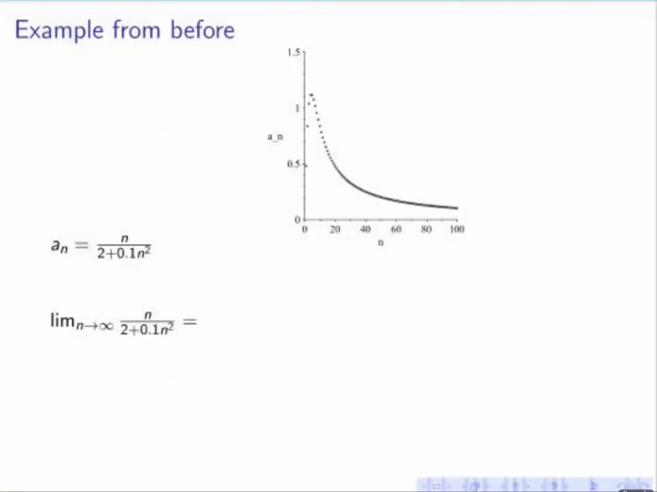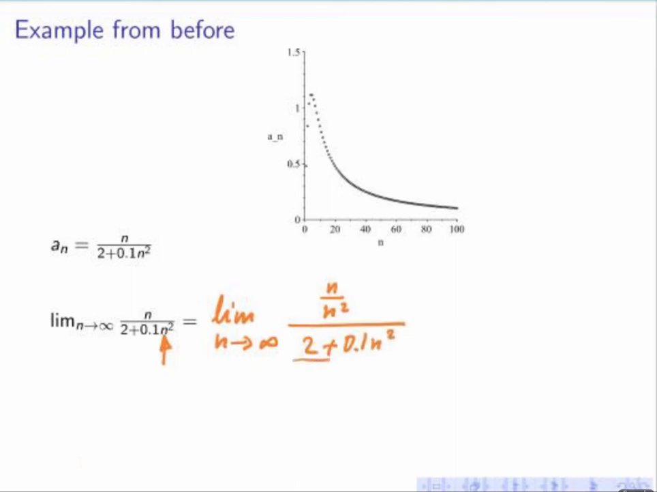So let's look at the example from before, and let's use these elementary computations to compute the limit. So here the sequence is again, a_n is n divided by 2 plus 0.1 times n squared. And how do we compute the limit as n goes to infinity of this ratio? To compute this limit, we multiply the numerator and denominator with 1 divided by n squared, because n squared is the highest order of n that arises here. Okay, so what I do is I write again limit as n goes to infinity, and then I divide the numerator by n squared, and then the denominator by n squared.